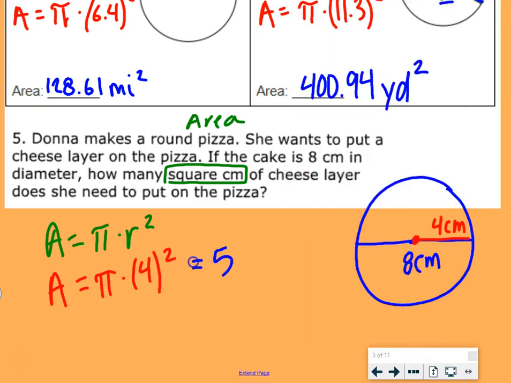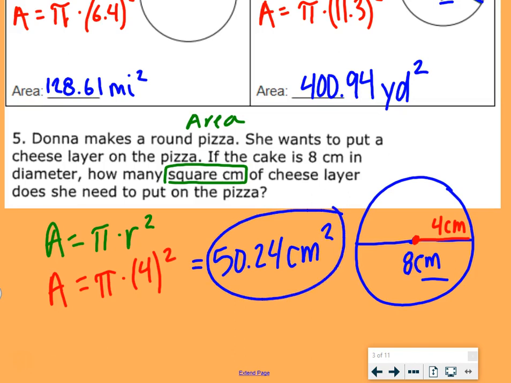50.24. And if you remember, we need to add one more thing to that, our units, centimeters squared. So she can put 50.24 square centimeters of cheese on that pizza, so it's got delicious cheesy goodness.